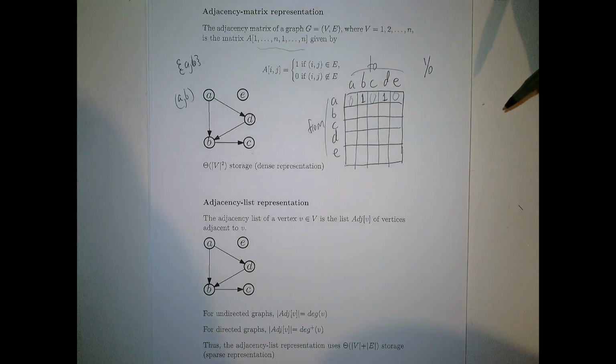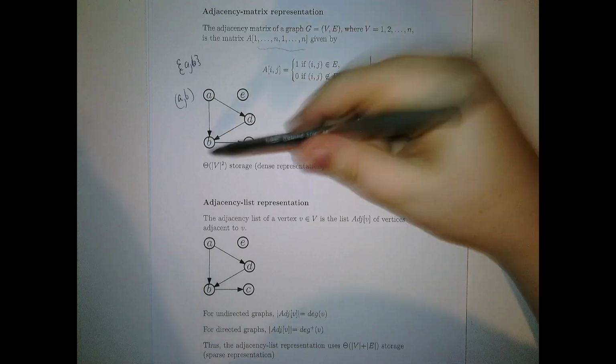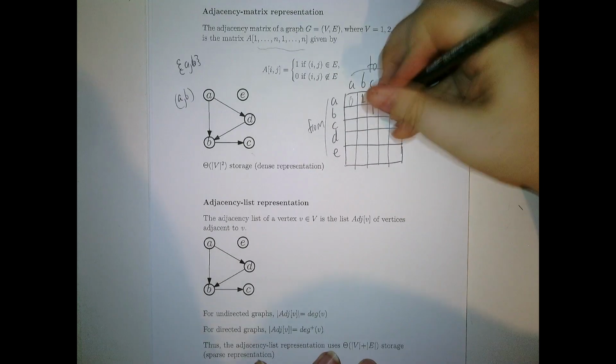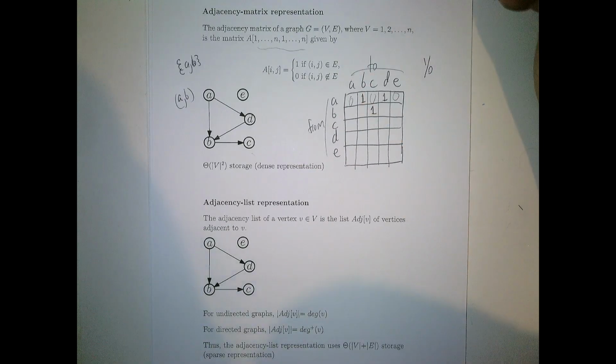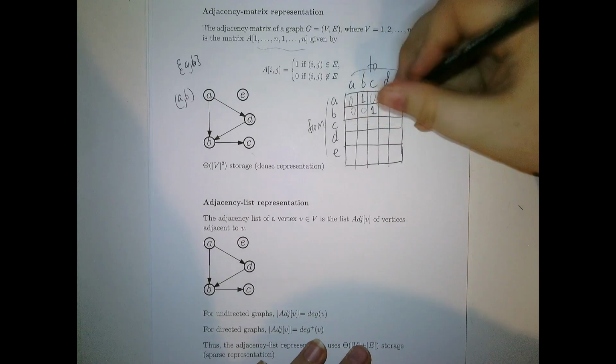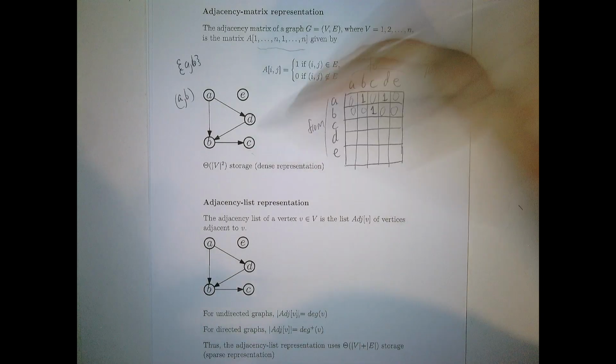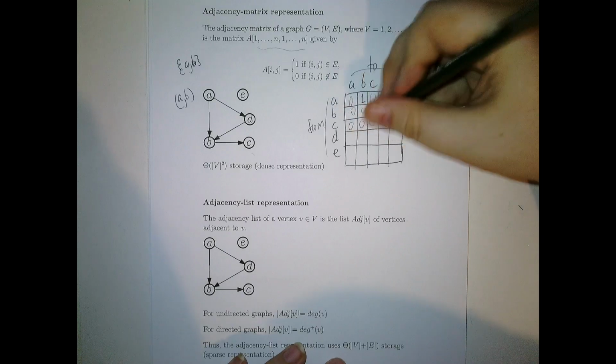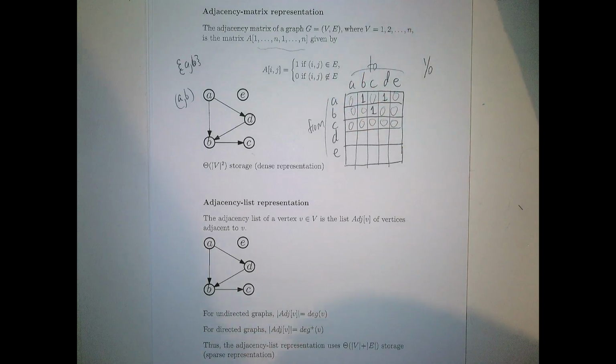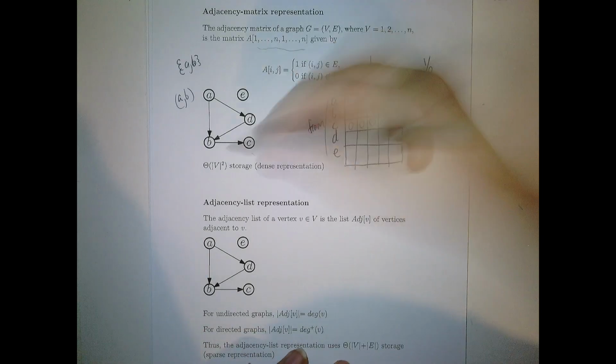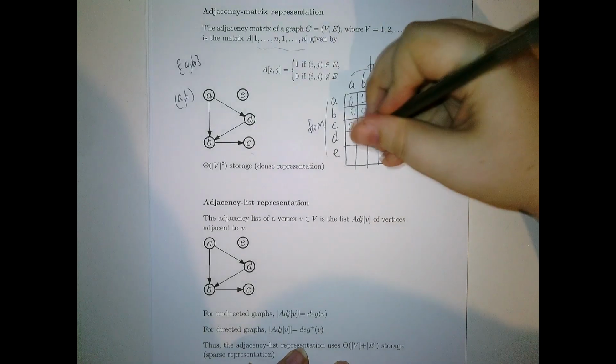Okay, so let's just fill this in. How about B? What's B got a direct connection to? Well, it's got a direct connection to C. No other direct connections, so all these are zeros. How about C? No connections going out of C. Can't connect to anybody. D connects to B, so it goes to B.